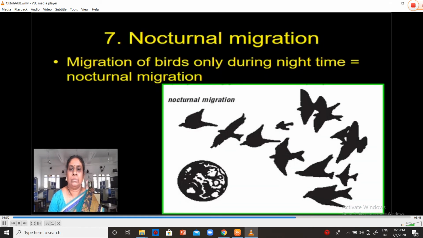The next one is nocturnal migration. That is, when the birds migrate only during the night. Such type of migration is called nocturnal migration.